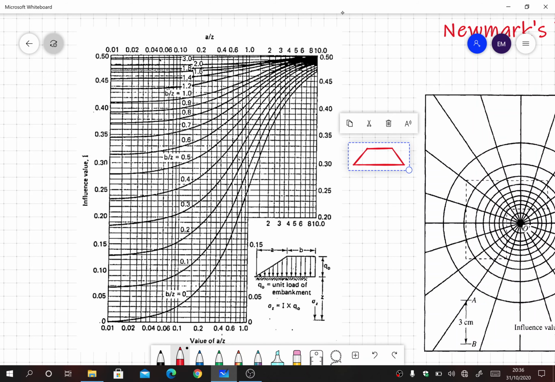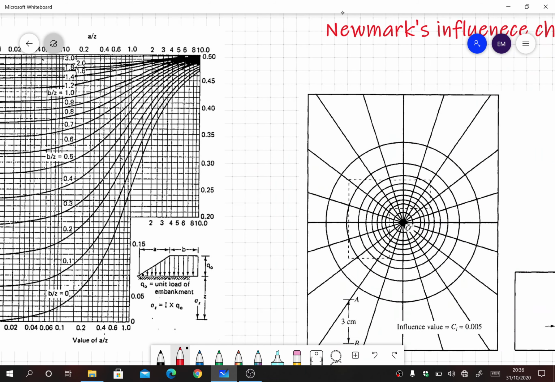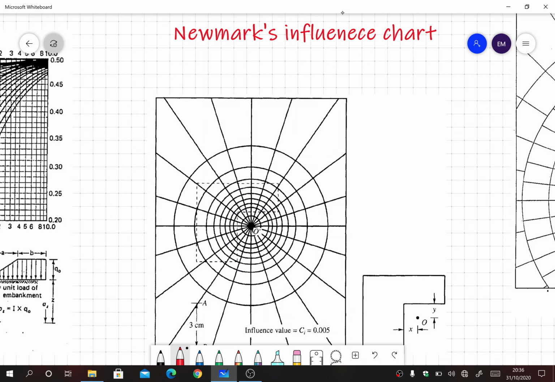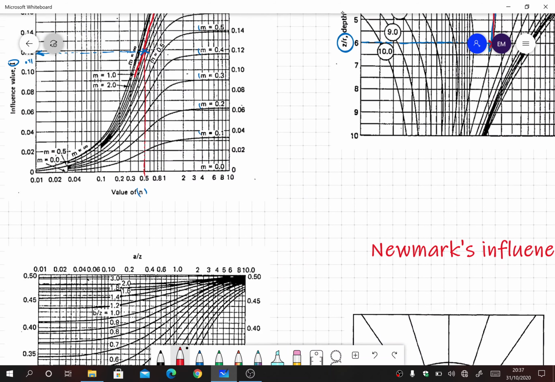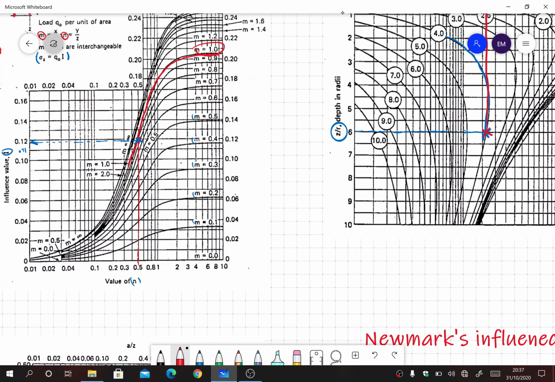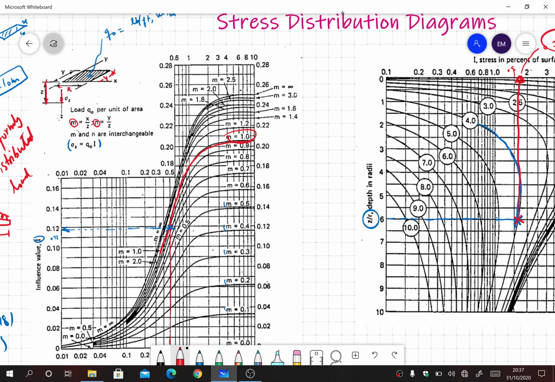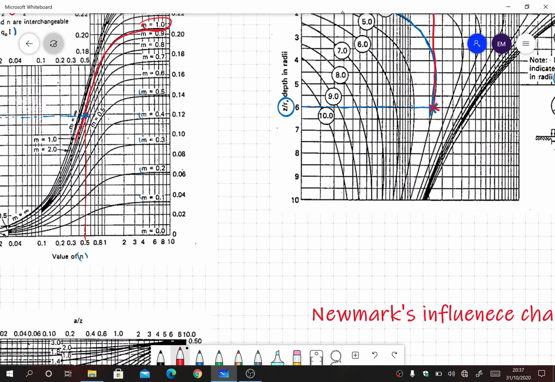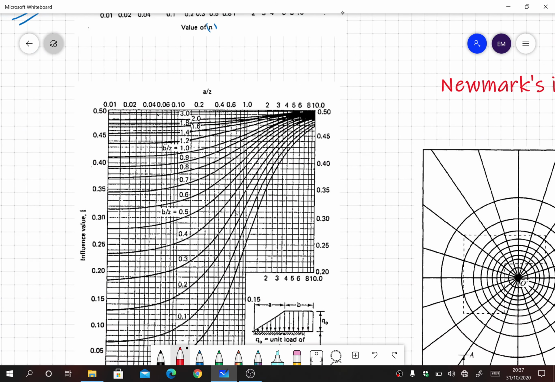Alright, so this was for using the figures. Then the next method that is also based on elastic theory is called Newmark's influence charts. Newmark was a person who got a solution for irregular shape footing. In previous examples, the first one, Boussinesq and Westergaard, we can only do for point loads. Then came the diagram for rectangular or square footings. Then we have circular footing, and lastly we have this embankment loading.